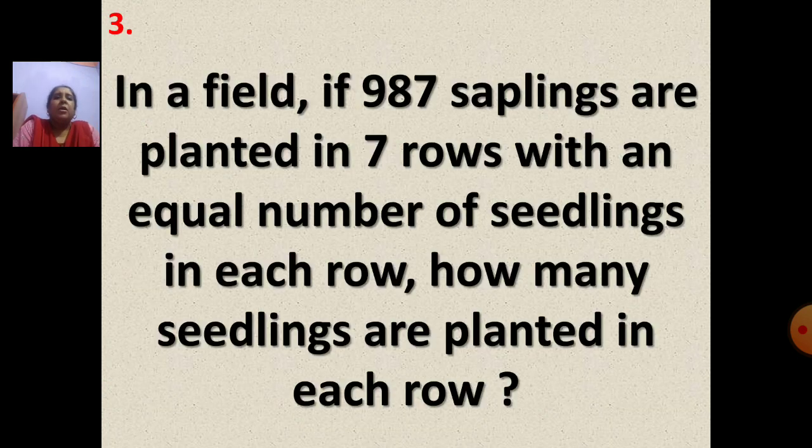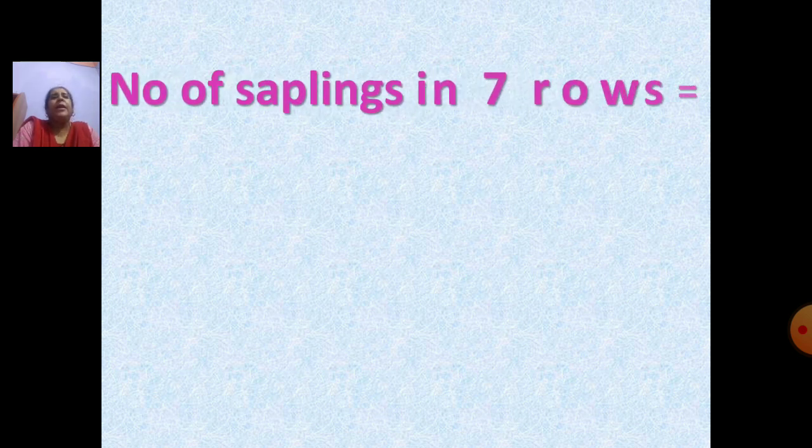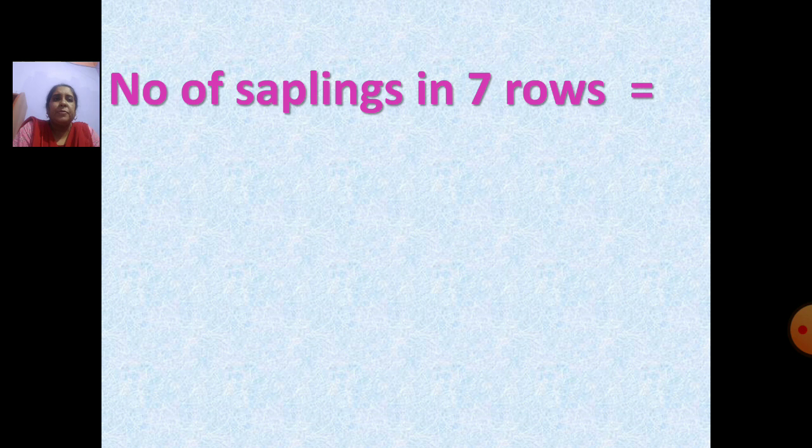Okay. Now third question. In a field, if 987 saplings are planted in 7 rows with an equal number of seedlings in each row, how many seedlings are planted in each row? So here also, first we are going to write the statement. Now see your first statement. Yes, number of saplings in 7 rows. How many saplings were there in 7 rows?